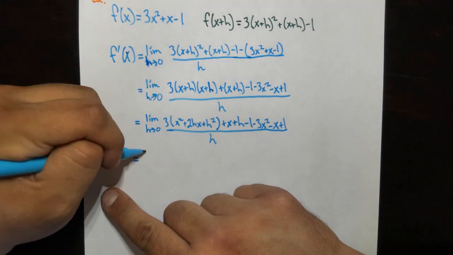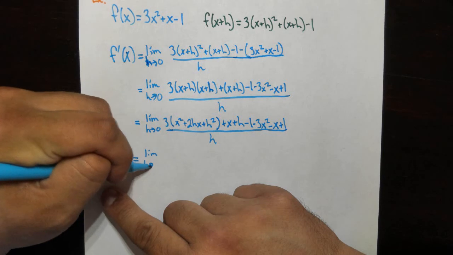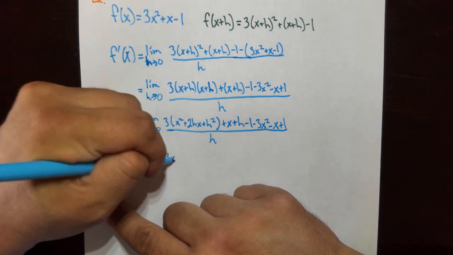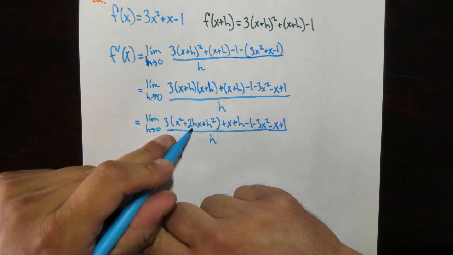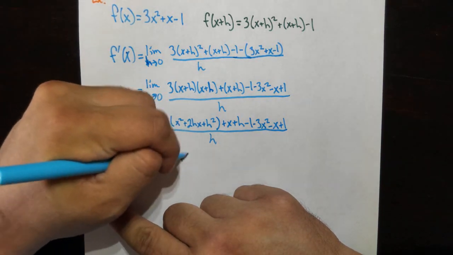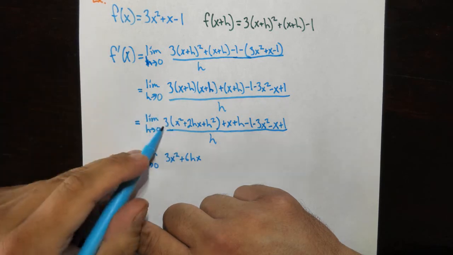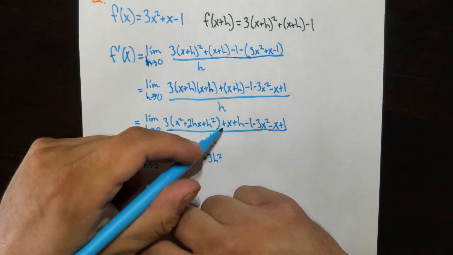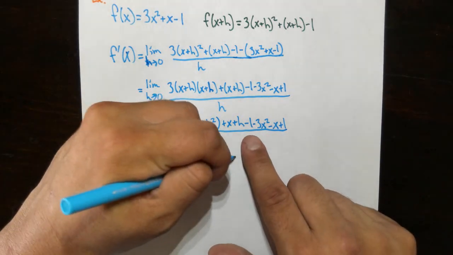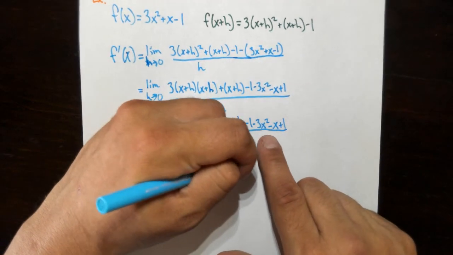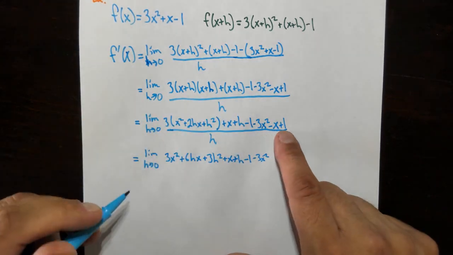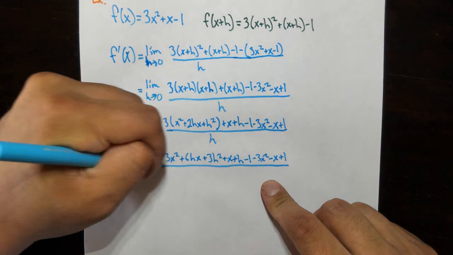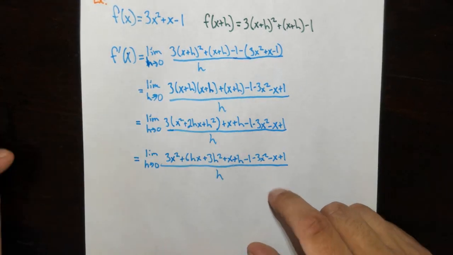Okay. So let's get rid of these last parentheses here. We're going to distribute this 3. The limit as h approaches 0 is going to be 3 times x squared, so it's 3x squared. 3 times 2hx, which is 6hx. 3 times h squared, which is plus 3h squared. Plus x plus h minus 1 minus 3x squared minus x plus 1 all over h.